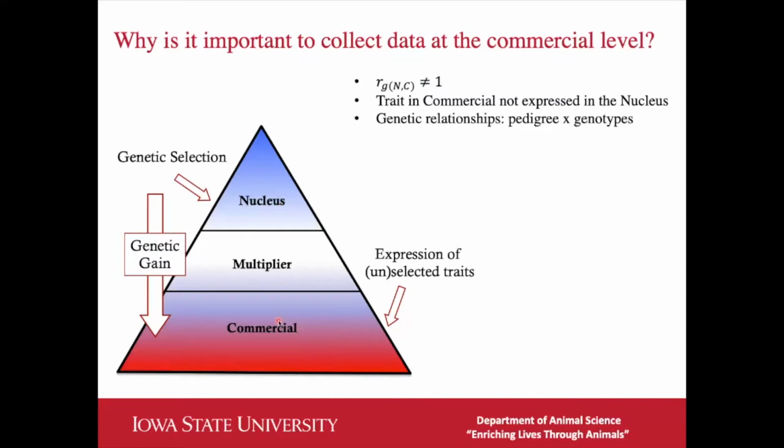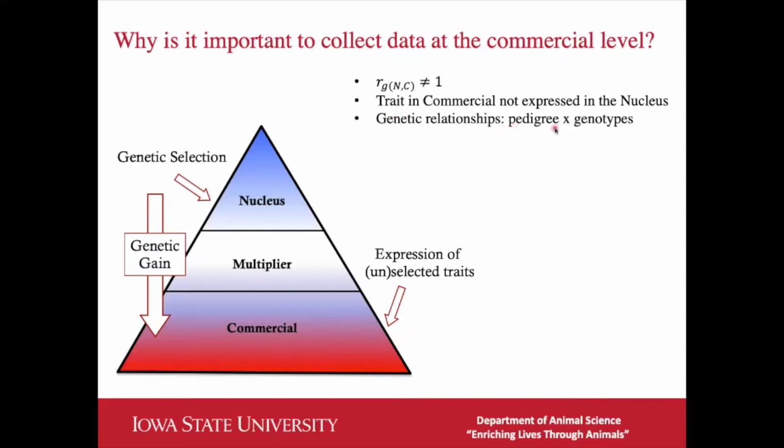So that's why the trait in the nucleus is not necessarily the trait at the commercial level, right? As I just explained, we also have traits at the commercial level that are not expressed in the nucleus. And the unsung hero here is genetic relationships. That's the only way that we can actually perform genetic selection. For you to identify the animals that carry the best genetics, you need to know who are their parents, their uncles, their brothers and sisters, and so forth. Okay, that's by using pedigree information.